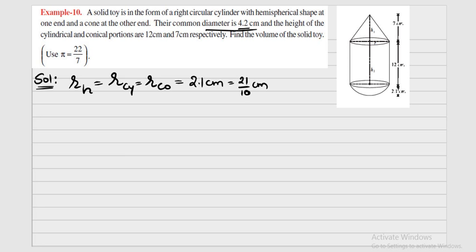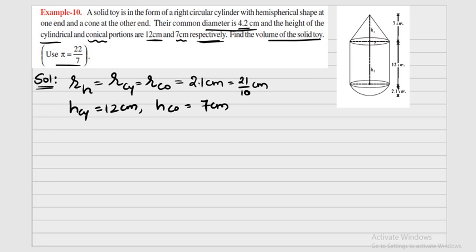Next, what has he given? Height of the cylindrical portion is 12 and of the conical portion is 7. Since he mentioned respectively, you need to take it in order, right? So height of cylinder is 12 centimeters and height of cone is 7 centimeters. These are all the things that he has given. He is asking you to find the volume of the solid toy. Use pi is equal to 22/7.